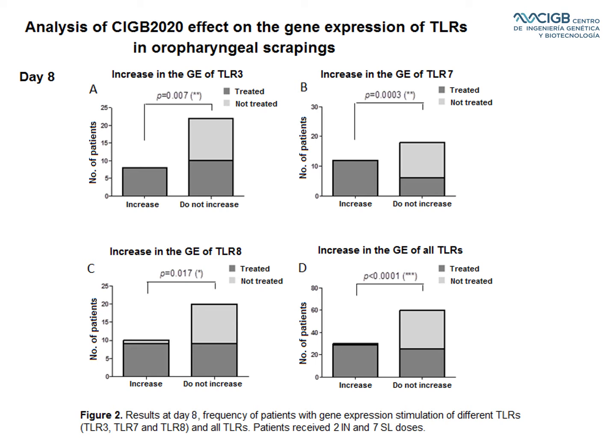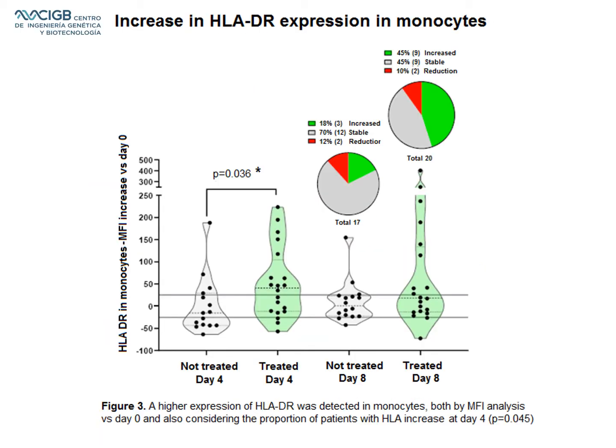And at day 8, we obtained a very significant increase of 3 toll-like receptors, 3, 7, and 8, in all the volunteers. As you can see here, of course, the overall increase combining the 3 receptors at the same time was also very significant. So it was very clear the capacity of the vaccine in oropharyngeal scraping samples to induce the activation of toll-like receptor as a marker of innate immunity.